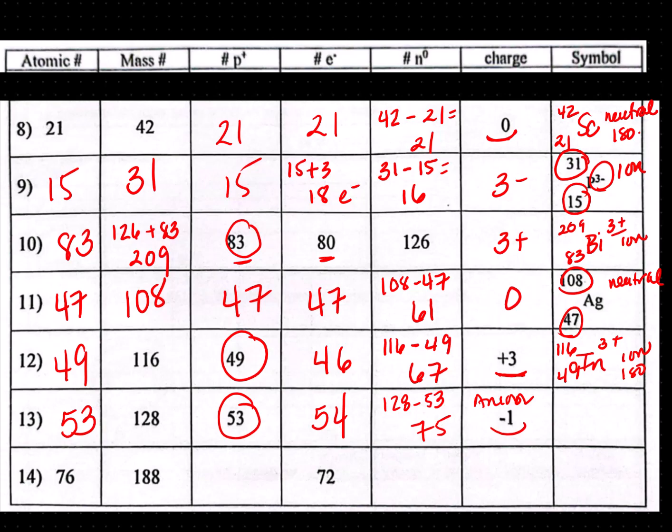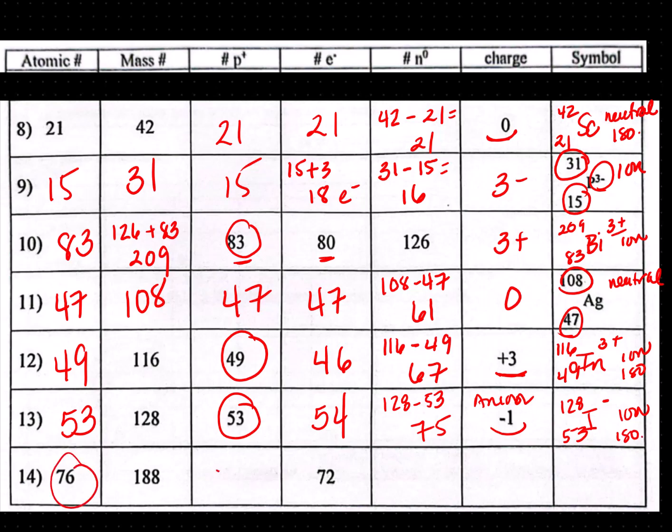If you look this up, this is iodine, which has a charge of -1, mass number of 128, and an atomic number of 53. This is an ion because it's charged. It's an isotope because it does not match the periodic table.